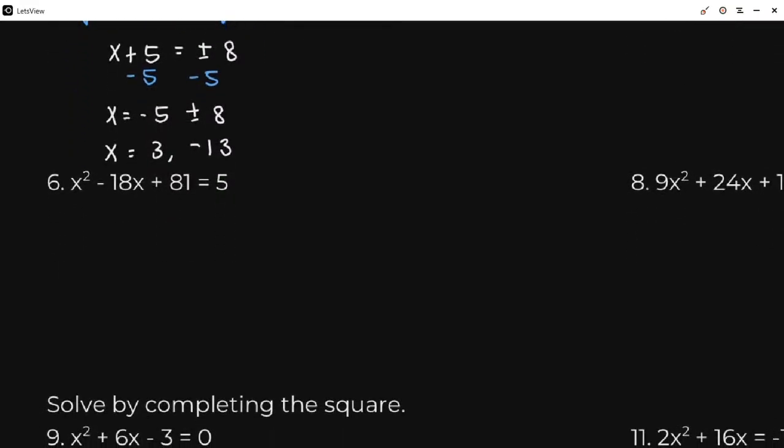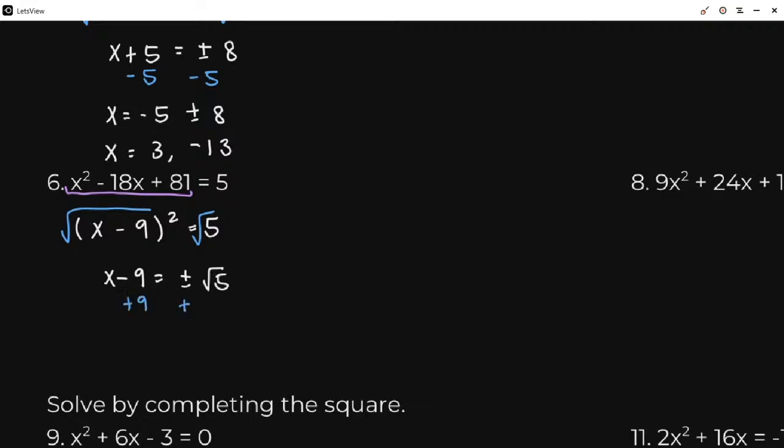Okay, next one. Again, this is already a perfect square trinomial. So that's going to factor into x minus 9 squared equals 5. And then we're going to square root both sides. So we get x minus 9 equals plus minus square root of 5. And then to get x by itself, we're going to add 9. So x equals 9 plus minus square root of 5.